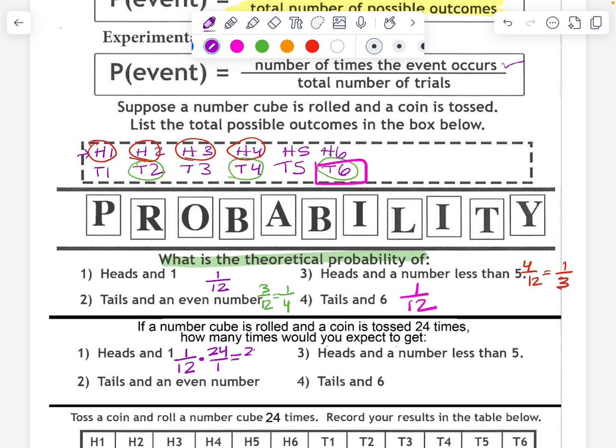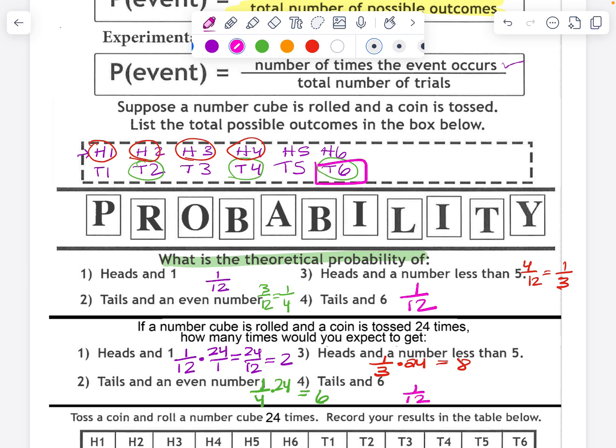The next one: there's a 1/4 chance of getting tails and an even number. 1/4 times 24 tries, and 4 goes into 24 6 times. So we'd expect to get tails and an even number about 6 times. And then the 1/3 chance of heads and a number less than 5, if we did that 24 times, we'd expect to get that 8 times. And lastly, a 1/12 chance of getting tails and a 6, if we did that 24 times, we'd expect to just get it twice.